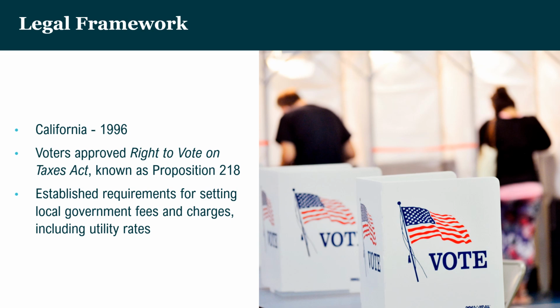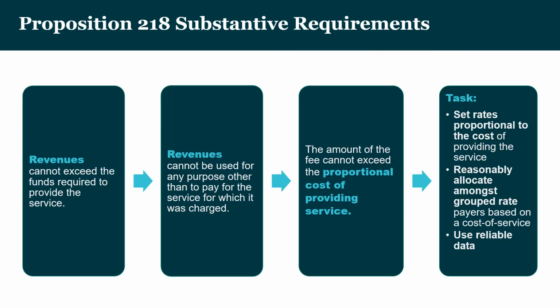In 1996, California voters approved the Right to Vote on Taxes Act, also known as Proposition 218, which established new requirements for setting local government fees and charges, including utility rates. Substantive requirements of Proposition 218 include that revenues cannot exceed the funds required to provide the service. Revenues cannot be used for any purpose other than to pay for the service for which it was charged, and the amount of the fee cannot exceed the proportional cost of providing service.